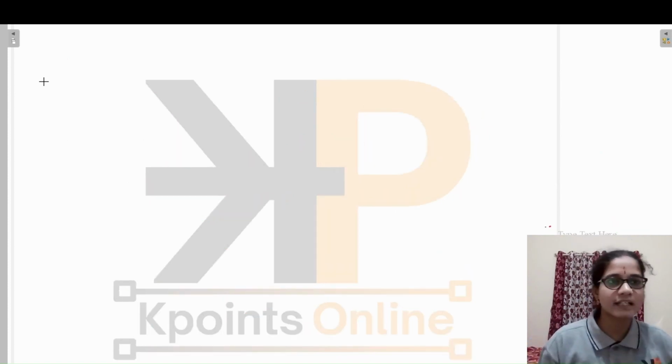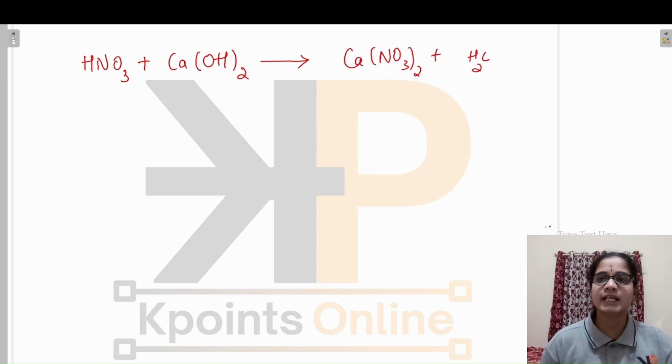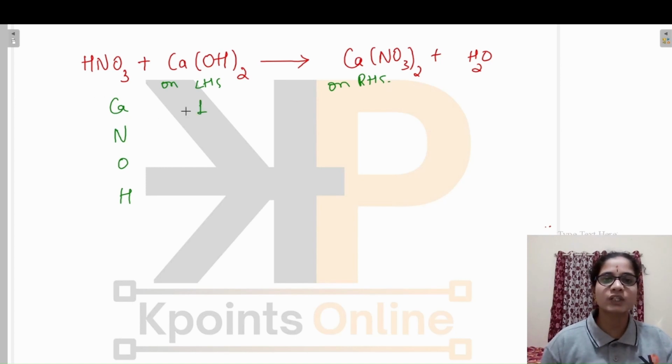Okay, let me solve another example. Nitric acid plus calcium hydroxide, it forms calcium nitrate plus water. Write the number of atoms of each element, calcium, nitrogen, oxygen, hydrogen on LHS, on RHS. Okay, calcium atoms, there is only 1 on both the sides. What about nitrogen? Here there is only 1 nitrogen. Here there are 2 nitrogens. And what about oxygen? 3 plus 2, 5. Here 3 2s are 6 plus 1, 7. What about hydrogen? 1 plus 2, 3. Here 2. So it is balanced.